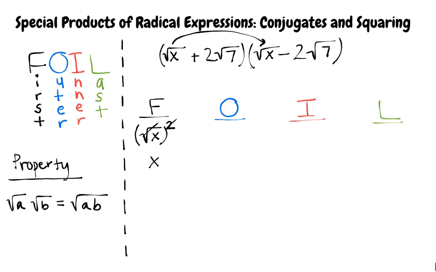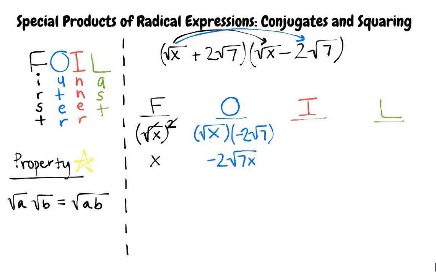Using the concept of FOIL, we first multiply the square root of x by the square root of x, giving the square root of x squared, which simplifies to x. Next, we multiply square root of x by negative 2 root 7, which simplifies to negative 2 root 7x because of the property we learned earlier. Then we multiply positive 2 root 7 by root x, giving 2 root 7x.